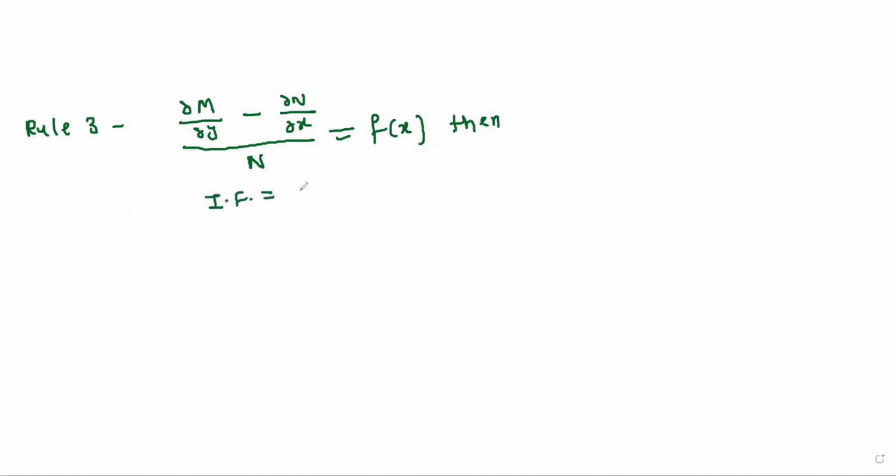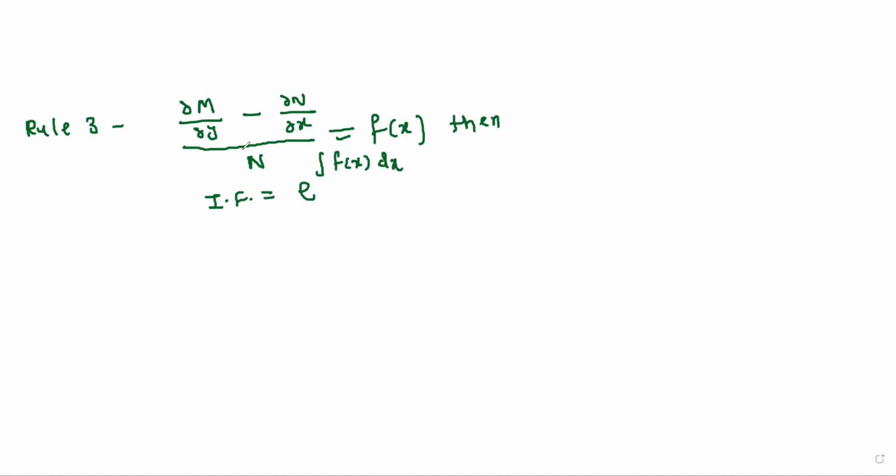So rule 3 is like this. You're going to find this ∂M/∂y and ∂N/∂x for checking whether it is exact or not. So take their difference and divide it by N. N is nothing but the coefficient of dy, and you will get it as a function of x. Then the integrating factor will be equal to e raised to whatever this f of x you get, take its integration with respect to x.